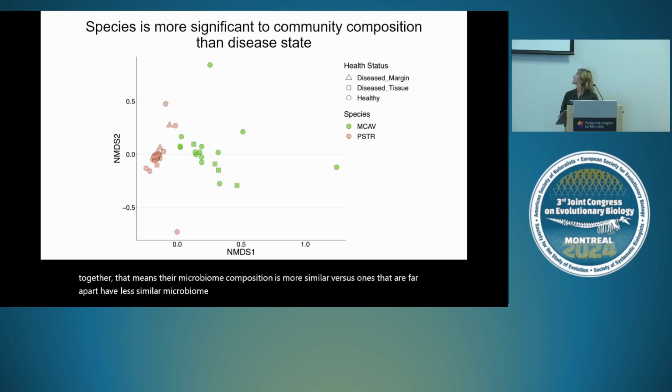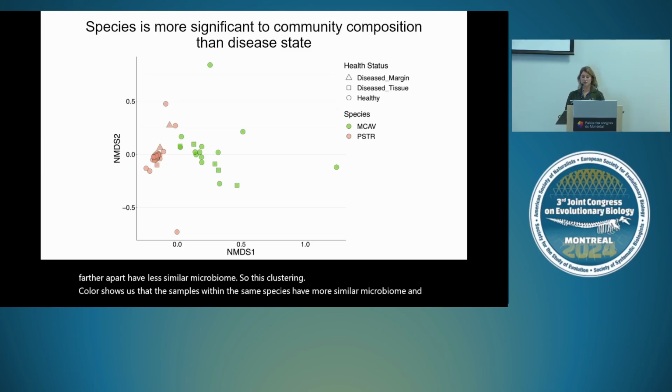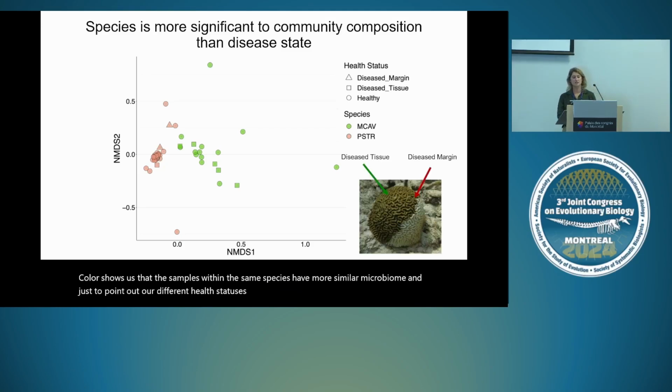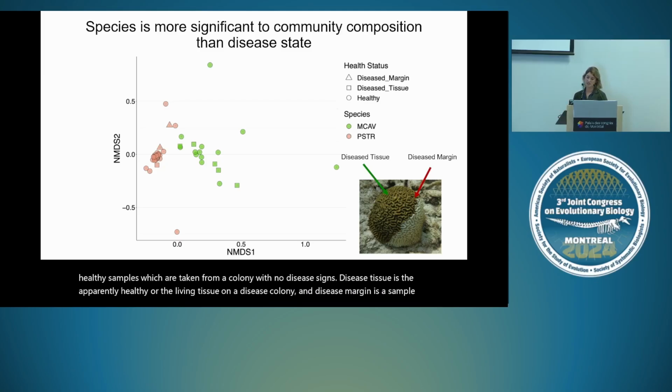So this clustering by color shows us that the samples within the same species have more similar microbiomes. And just to point out our different health statuses that are included in this plot, we have our healthy samples, which are taken from a colony with no disease signs. Disease tissue is the apparently healthy or the living tissue on a disease colony, and disease margin is a sample taken right on that lesion line.